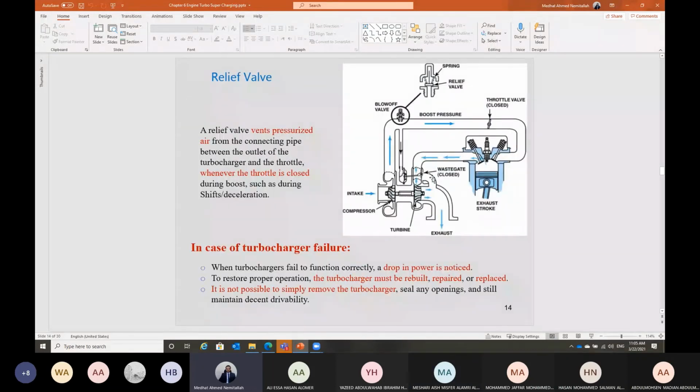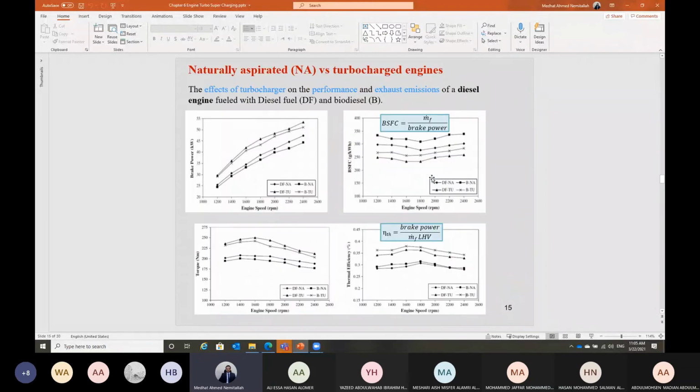So let's see, as we said, it can improve the power. Also, it can improve the fuel economy, that is, the fuel consumed per unit brake power output. This can be reduced also using a turbo or supercharger. Here we have the performance of a diesel engine.